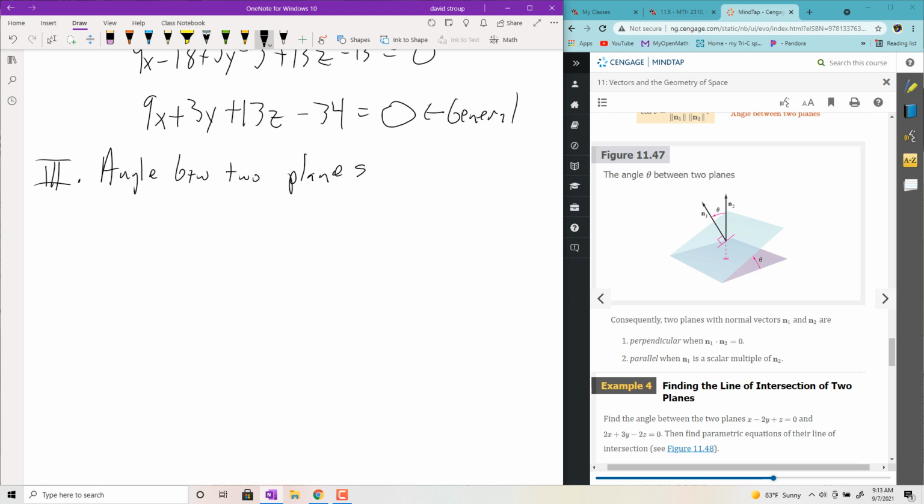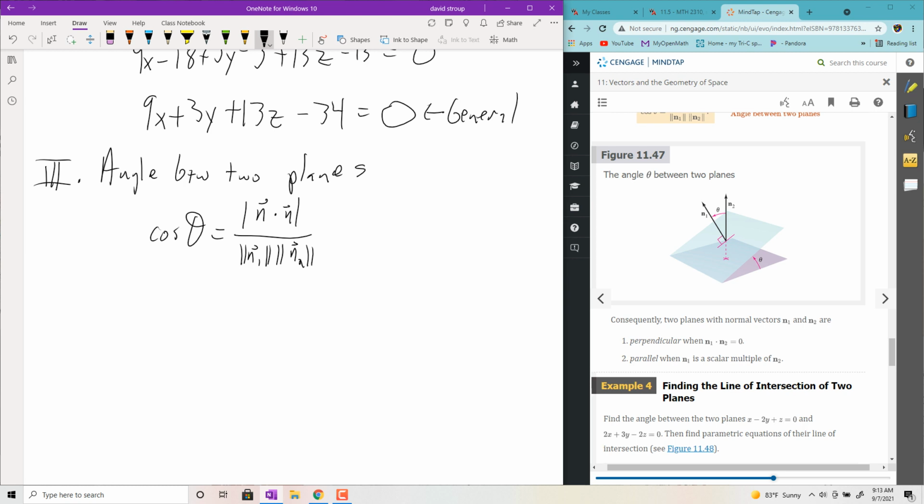All you have to do is figure out this dot product. This is just from one of our first sections, the definition of a dot product, and the magnitude of n1 times the magnitude of n2. And this will give us the angle between 0 and 90 degrees. That's why we got the absolute value there.